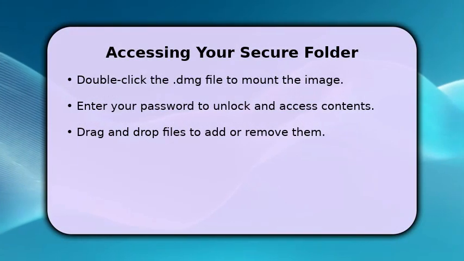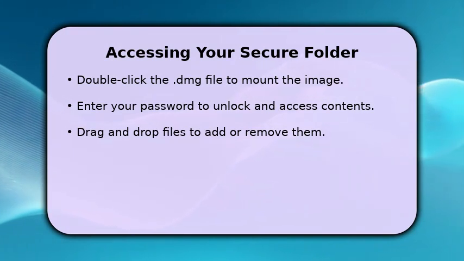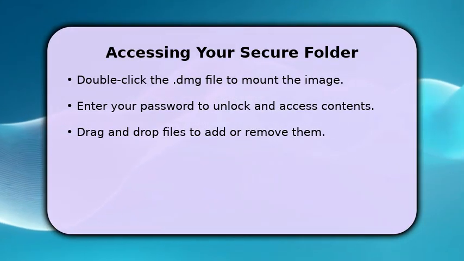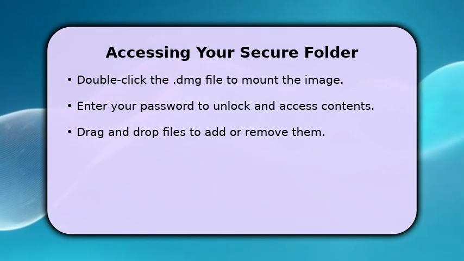To access your secure folder, simply double-click the DMG file you created. A prompt will appear asking for your password. Enter the password you set to unlock and mount the disk image. It will appear as a drive on your desktop. You can then drag and drop files into or out of it.